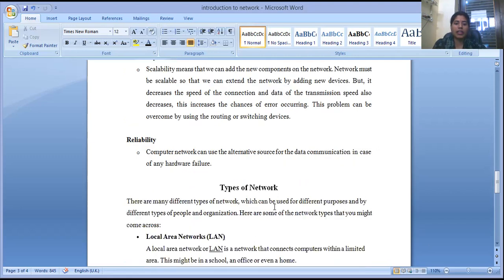So, what is reliability? A computer network uses an alternative source for data communication in case of any hardware failure.